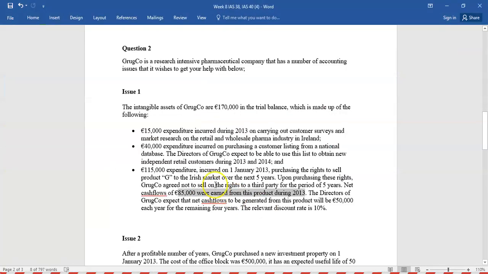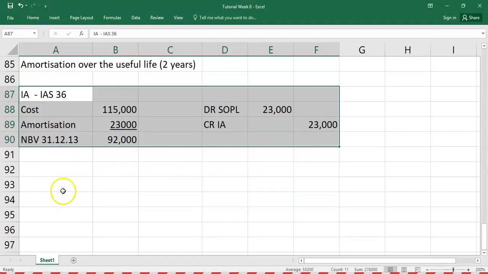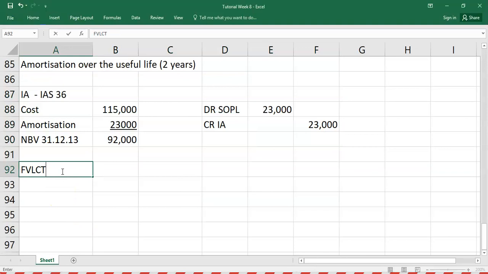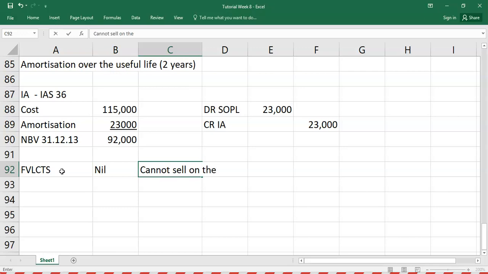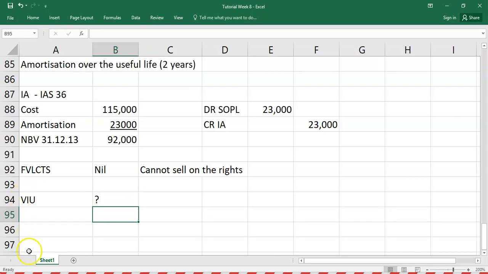So it's an intangible asset. You have to test for impairment. They told you that you cannot sell on the rights for 5 years. So that means the fair value less cost to sell here is nil, as you cannot sell on the rights. You're told that in the question. So we then have to figure out what is the value in use for this particular intangible asset and see if or not the asset is impaired.